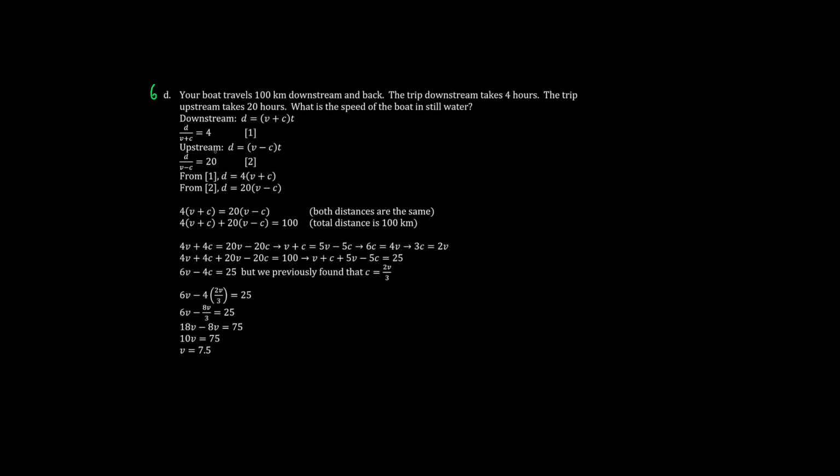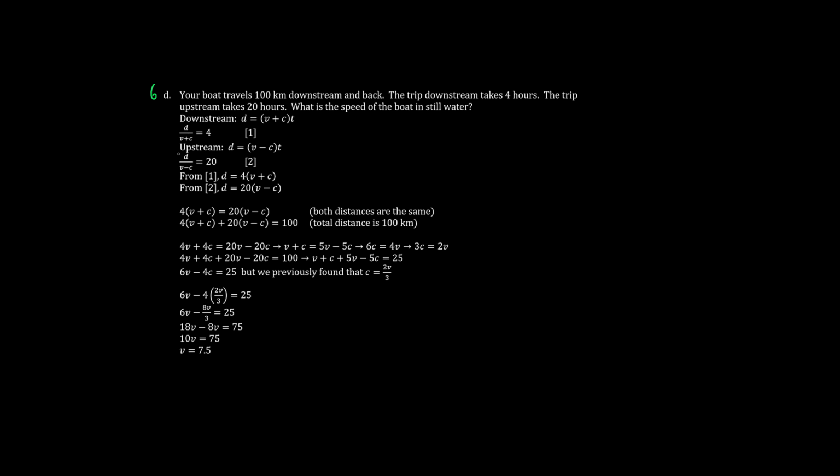As for upstream, distance equals velocity times time, but the velocity is negatively impacted by the current, so we subtract c. It's the same current going up and down. We substitute in 20 hours for t, and we divide both sides by the coefficient v minus c, so therefore d over v minus c equals 20 is our second equation. So once you have two equations, two unknowns, we know that we can do this.